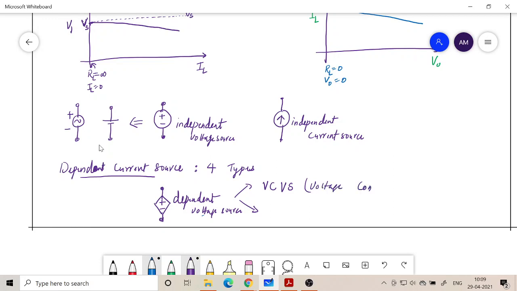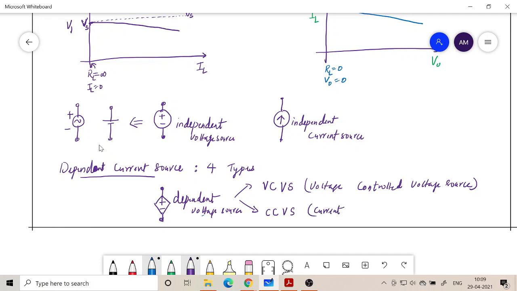Earlier I said it is a dependent voltage source. Now I am explicitly telling you what the dependency is. It depends upon a voltage, so we will call it a voltage controlled voltage source. And the other way, it could depend upon a current, so a current controlled voltage source.